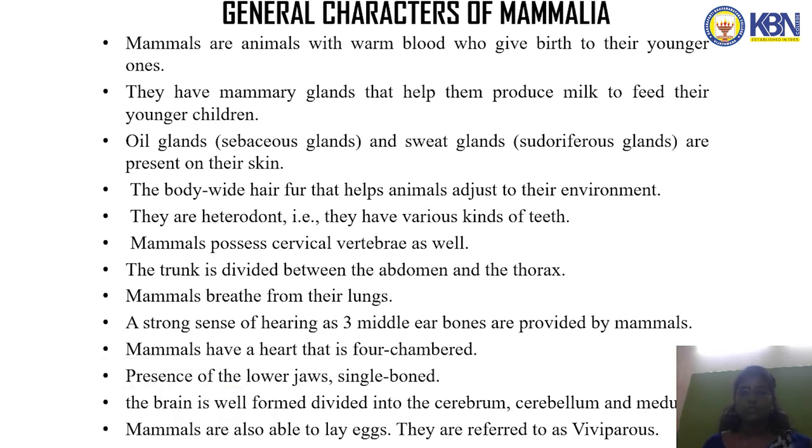Mammals are animals with warm blood who give birth to their young ones. They have mammary glands that help them produce milk to feed their young. In Mammalia, these animals give birth to their children and produce milk to feed them. Some other phyla don't give milk to their children, but in this phylum they have mammary glands which help to produce milk to feed their young.